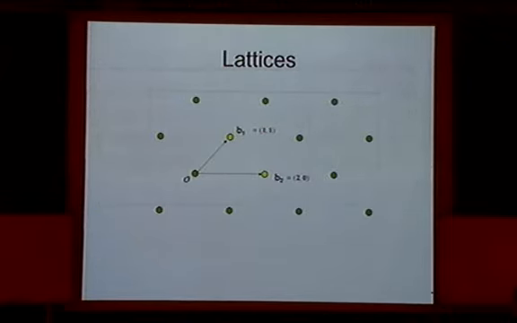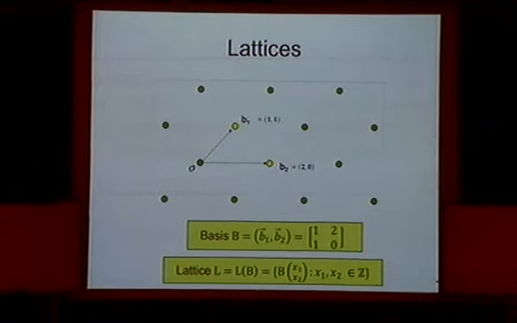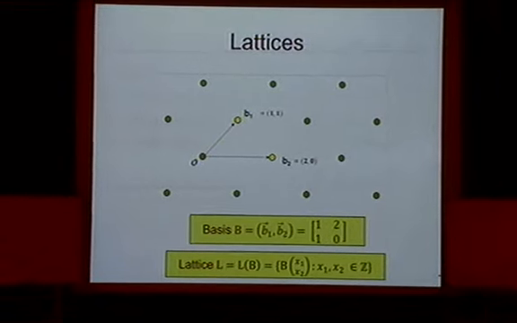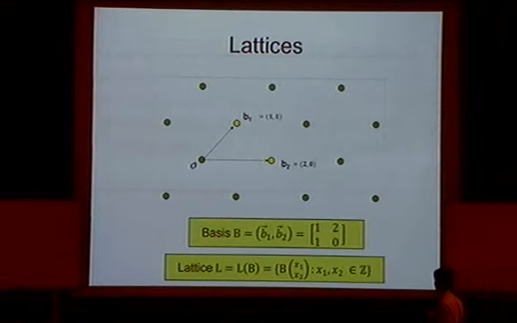So with that, let's get to lattices again. Two basis vectors, all integer linear combinations, and I get a lattice. I can represent the basis as a matrix: the first column is the first basis vector, the second column is the second basis vector. The lattice is all integer combinations of v1 and v2, which I can write as a matrix-vector product. So it's a lattice.